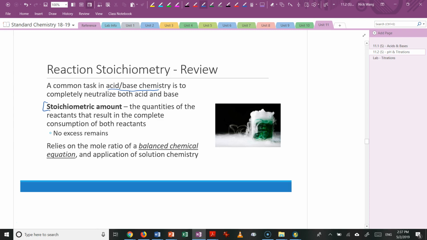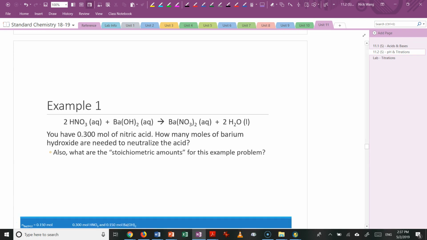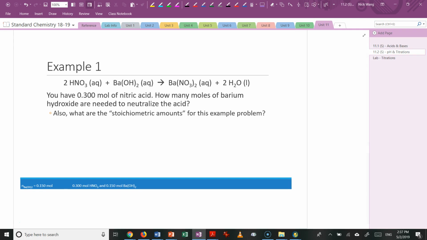And of course, this is old news, but if we're talking about stoichiometry, that means we're relying on the mole ratio of a balanced chemical equation and applying this idea of how solutions work. So how exactly do solutions fit in? Let's go ahead and break this one down first.